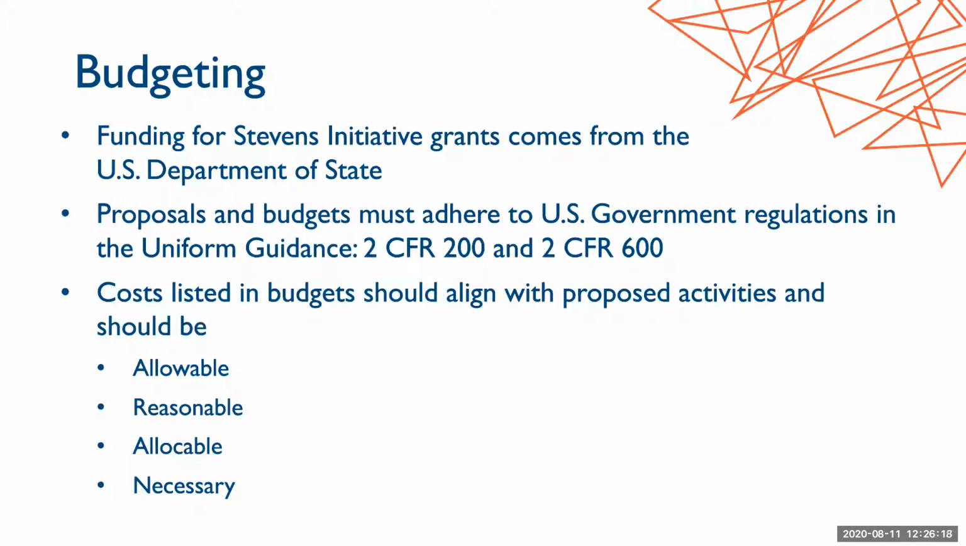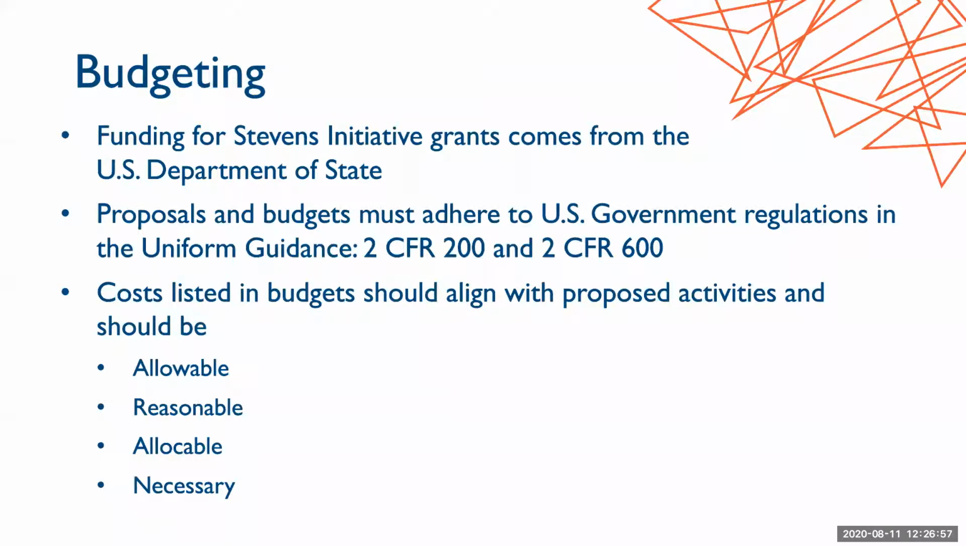Generally though, in order for costs to align with federal guidelines, all costs in the budget should align with the proposed activities that are outlined in your proposal and must be allowable per these federal guidelines that I just mentioned. They should also be reasonable, and so they should be able to stand up to public scrutiny that, yes, this seems like a reasonable cost to conduct the proposed work. And similarly, they must be allocable and necessary to conduct the proposed work.